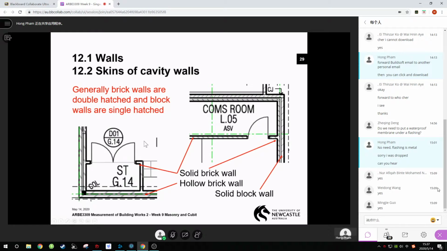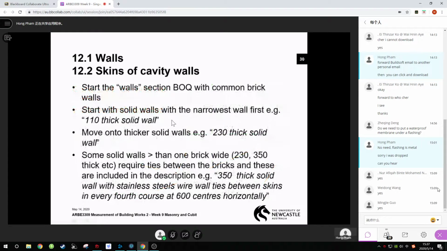So when you start on slide 30, when you start off with the wall section in your build, you start with the narrowest walls, 110s. You can actually get a 76 thick wall if you lay the bricks up on their edge, but I've only ever seen that used for bath rising, the little wall at the front of the bathtub. That's the only place I've ever seen a 76.